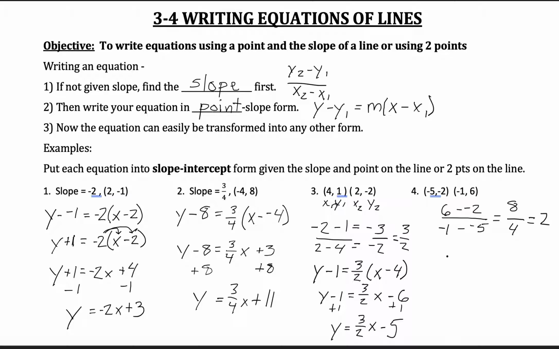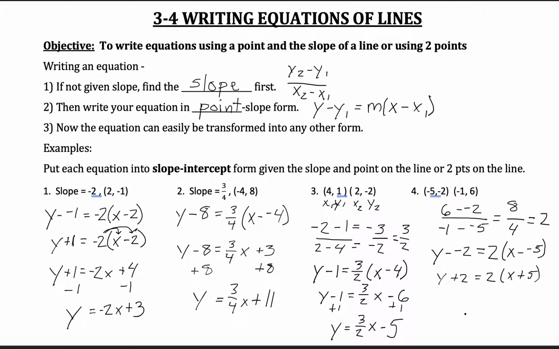Then I plug into my point-slope form. So I have y minus, I'm going to go with my y1, so minus negative 2 equals my slope m, 2, parentheses x minus x1, so minus negative 5. We can clean this up if you would like, so we could have y plus 2 equals 2 parentheses x plus 5.